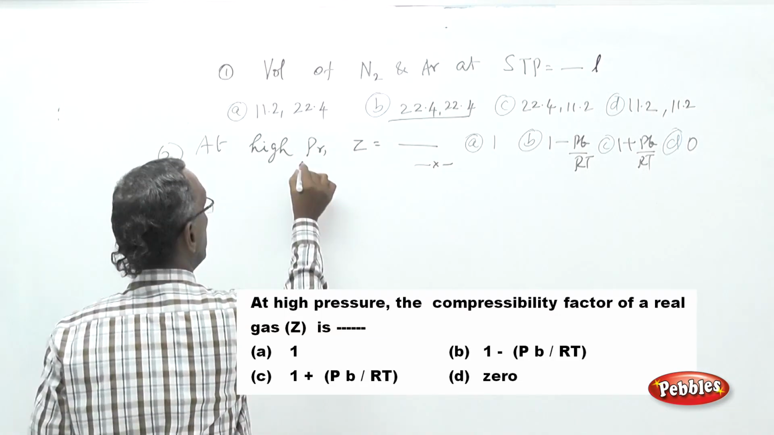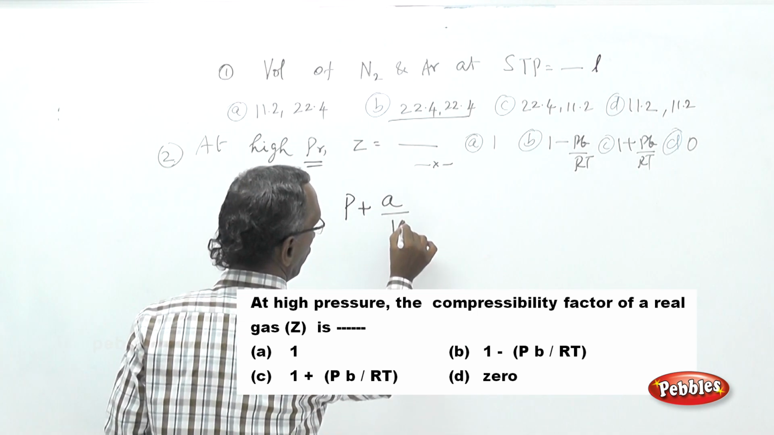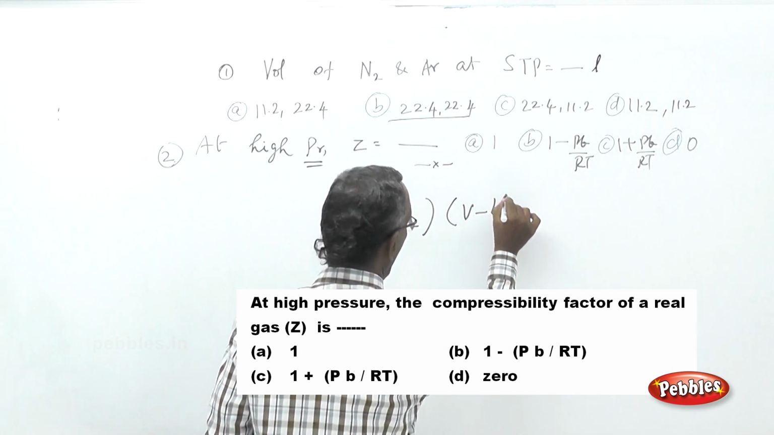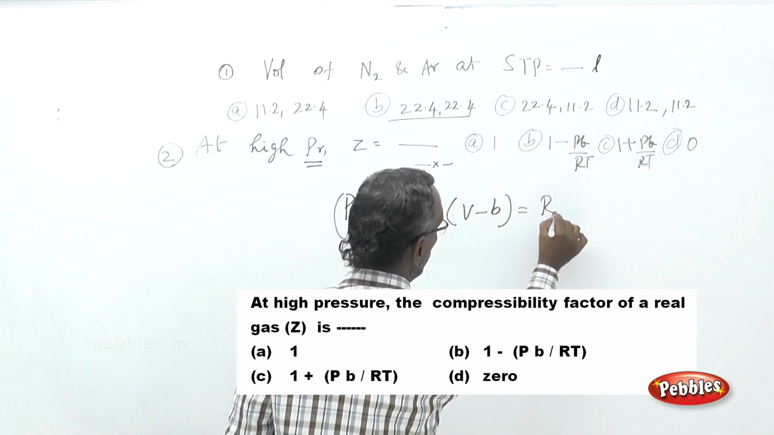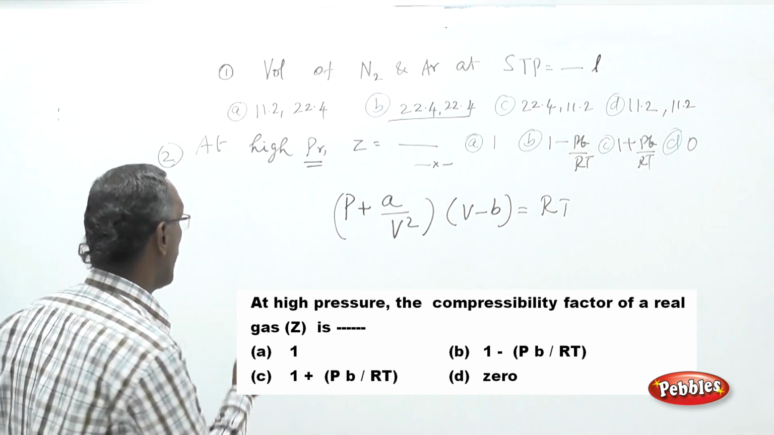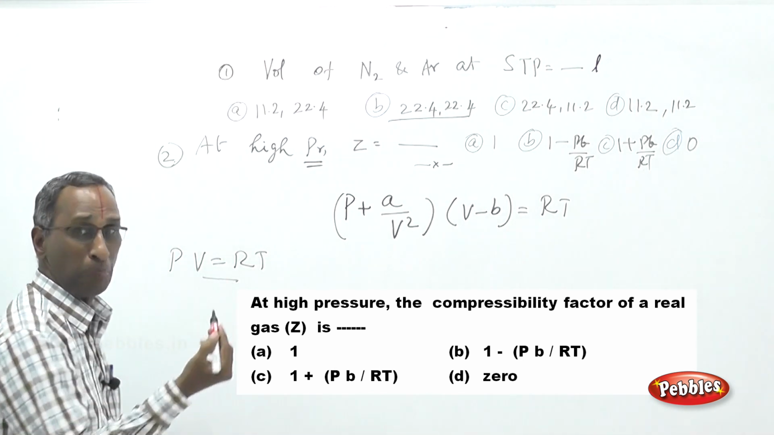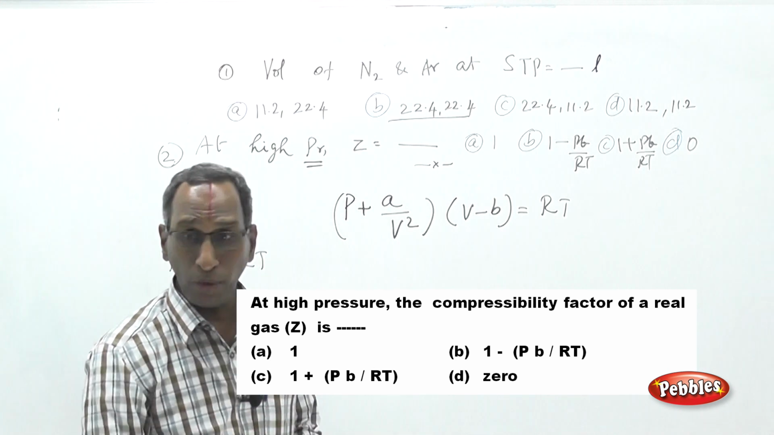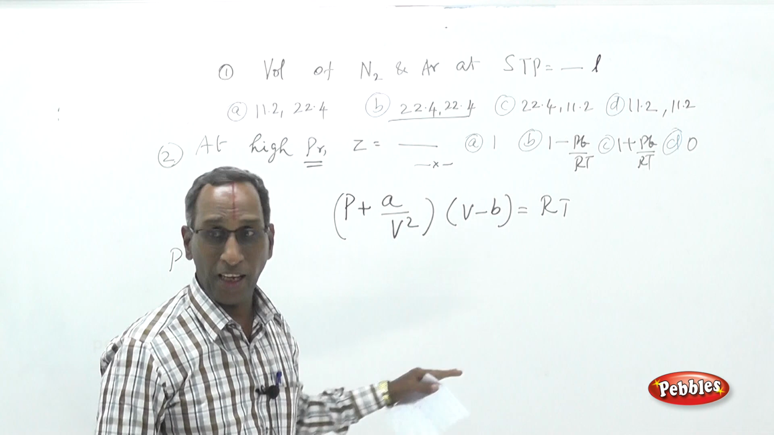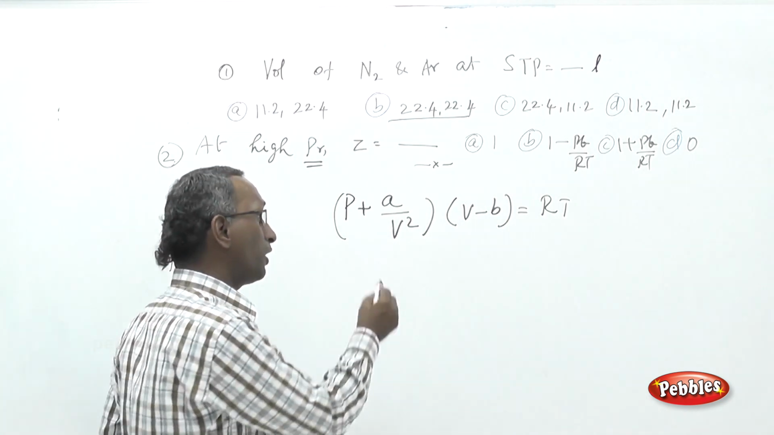Here we have to make use of the Van der Waals equation. The Van der Waals equation is (P plus a by V squared) into (V minus b) equal to RT for 1 mole of gas. PV equal to RT is the ideal gas equation, but all gases will not behave ideally. This is called a real gas equation, and any gas will obey this Van der Waals equation. He took into account the correction terms.